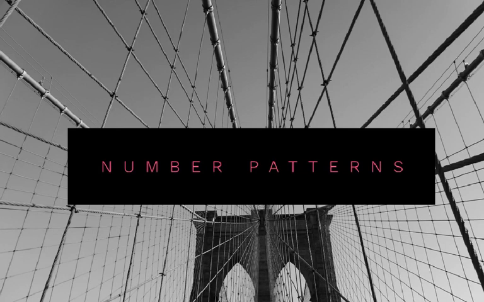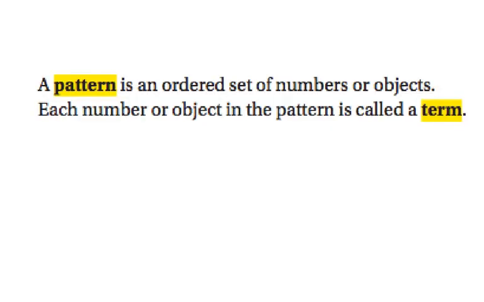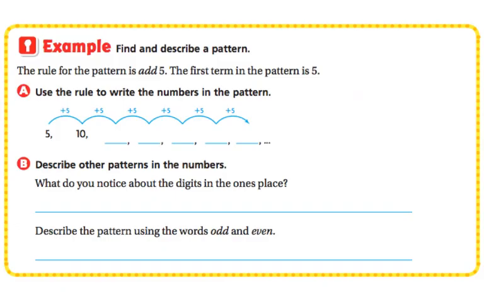Now, these are a lot of fun. It's just trying to figure out how the numbers are changing, and it's kind of like a puzzle. You're trying to figure out what comes next. So a pattern is an ordered set of numbers or objects. Each number or object in the pattern is called a term. Okay, so each one of the numbers in the pattern is going to be called a term.